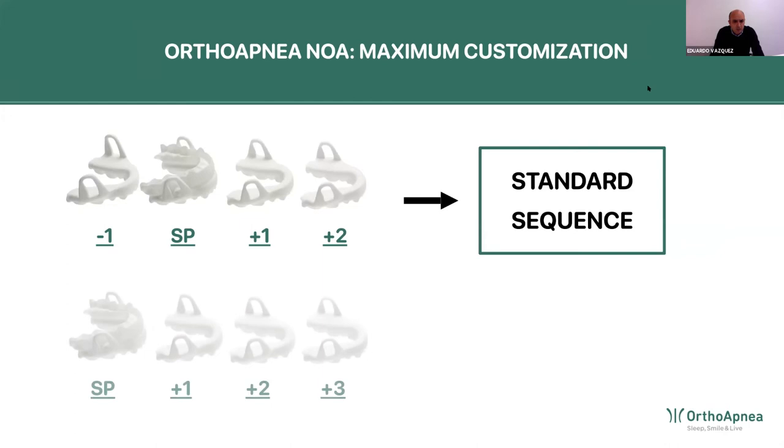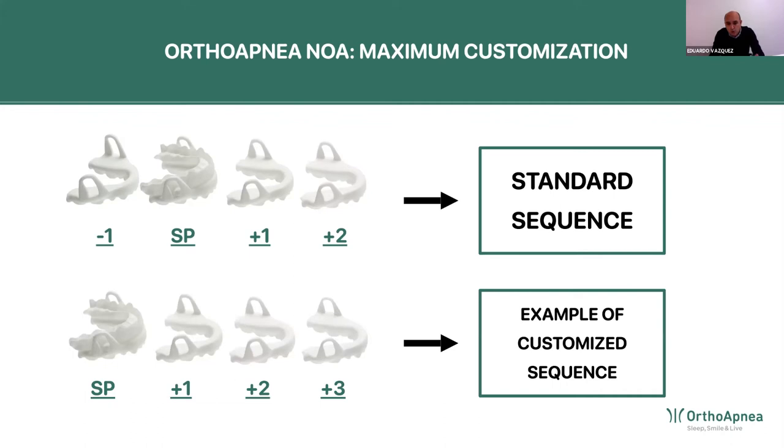Now, if you feel that you're not going to need that, you can also modify this sequence. So you can say, okay, I want my starting point, let's say 50%, and I want my three extra splints to go only in a protrusive sequence.